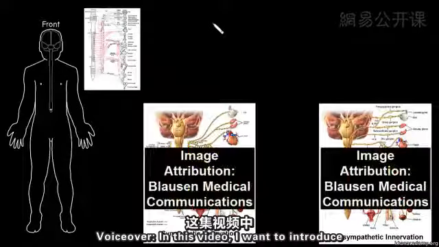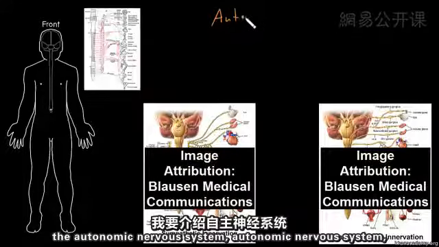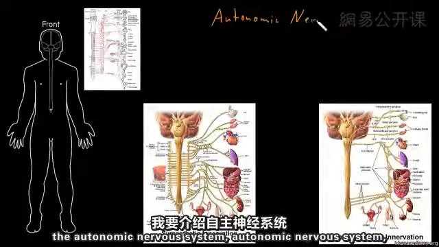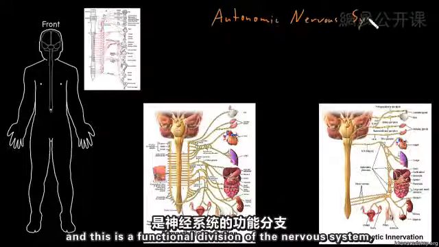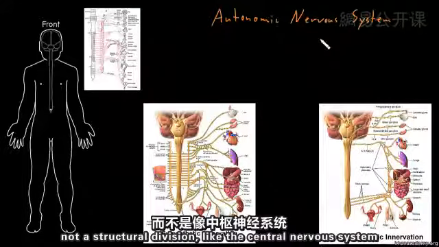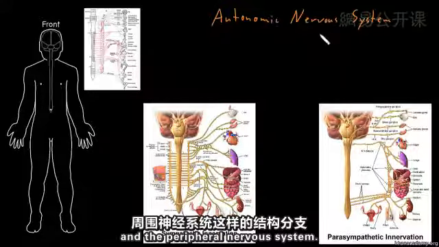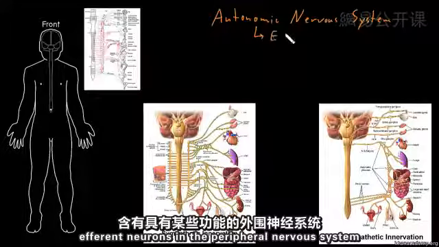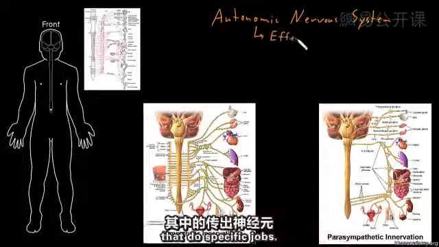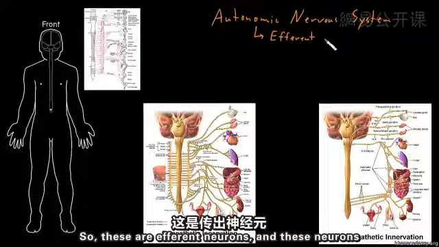In this video, I want to introduce the autonomic nervous system, which is part of the overall nervous system. And this is a functional division of the nervous system, not a structural division like the central nervous system and the peripheral nervous system. The autonomic nervous system consists of efferent neurons in the peripheral nervous system that do specific jobs. So these are efferent neurons.